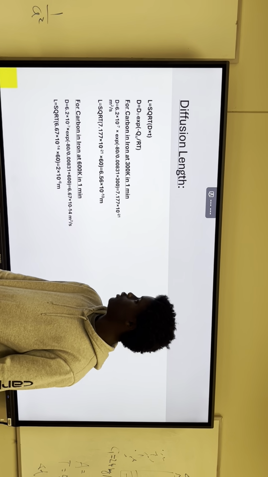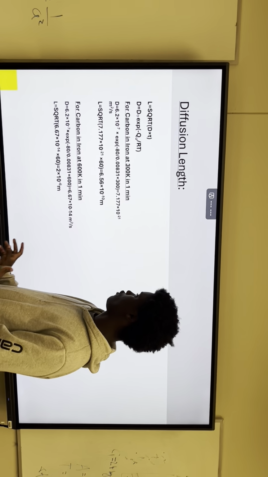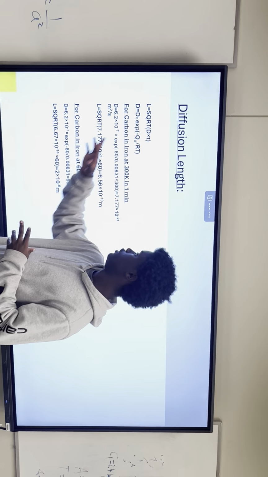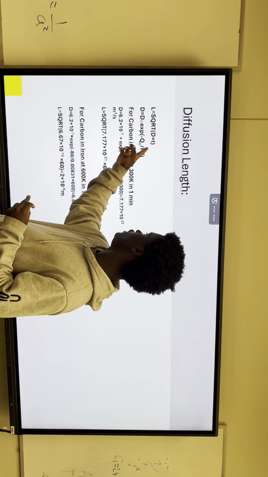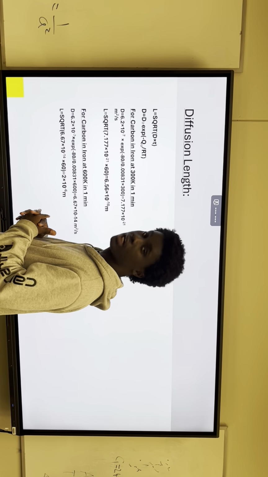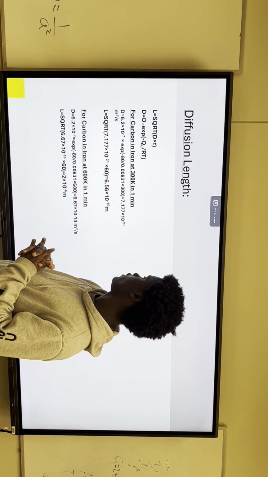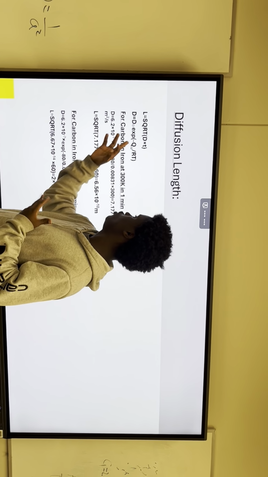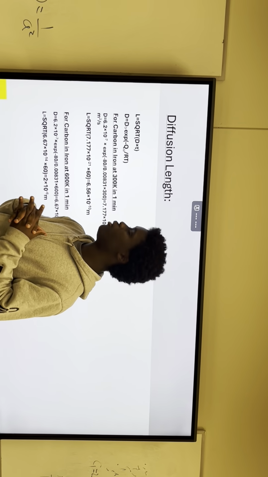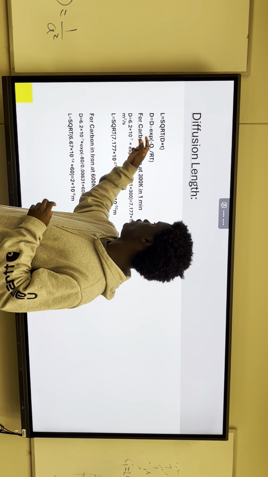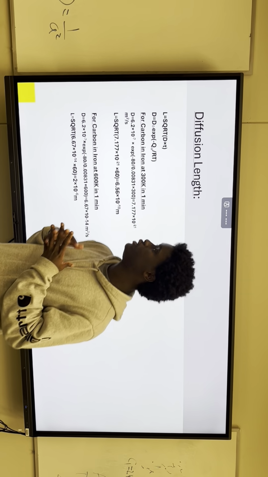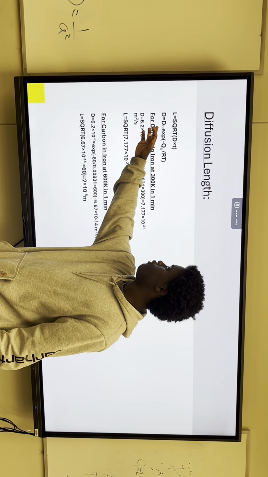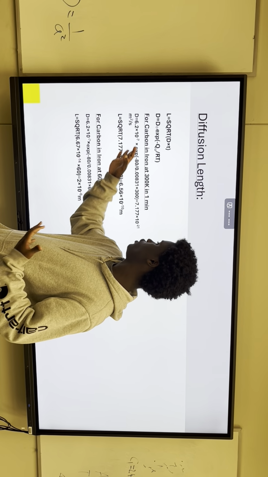So in the third question, we were asked to find the diffusion length of carbon in iron at 300 Kelvin in 1 minute. To do that, we're going to use this formula, L equals square root of D times t, t here being the time in seconds, and D is the diffusion coefficient. We also know that D is equal to D naught, the diffusion coefficient of carbon in iron, times the exponent of minus Qd, the activation energy, divided by RT, this T being the temperature in Kelvin. So we're going to try to find D first.